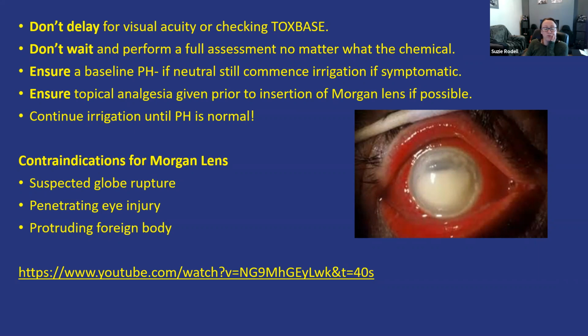And hopefully everything will have been assessed prior to the insertion of Morgan lens, just in case they're at risk of having a severe head injury or penetrating eye injuries and suspected globe ruptures. If they're in severe pain from a chemical injury, I read that you can just start gentle irrigation to try and relieve symptoms. They've probably got some other significant injuries going on that take priority.